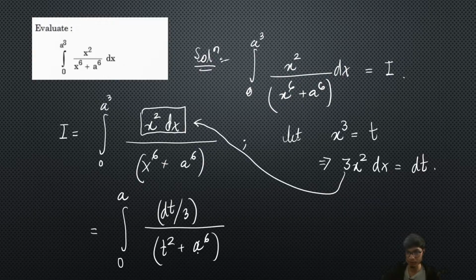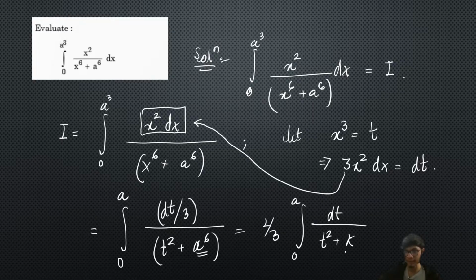Now a to the power 6 is a constant, you can treat it as a constant, and then it's a very simple integral. So 1 upon 3 is basically a constant that will come out of the integral. So 0 to a, and it is basically dt upon t square plus some constant, let us call that k. So from here, let us say it is k square, for the sake of simplicity, it will be easier for you to understand.